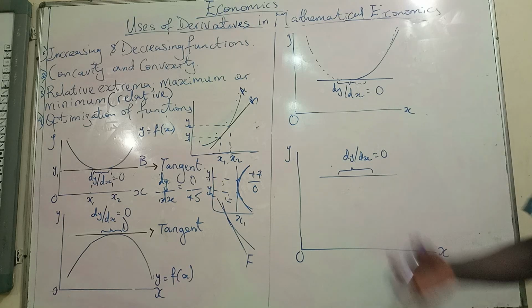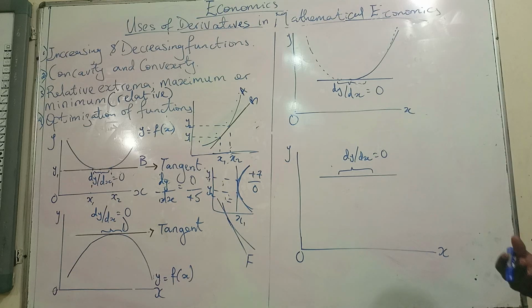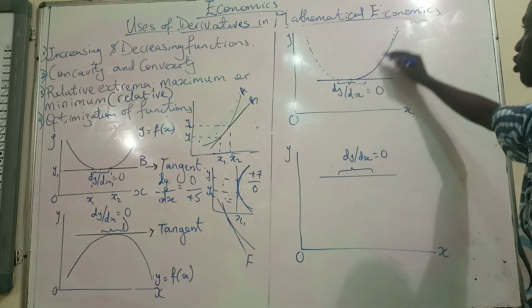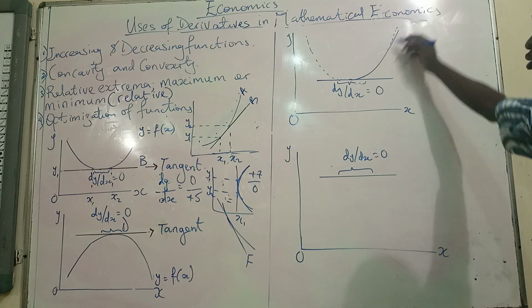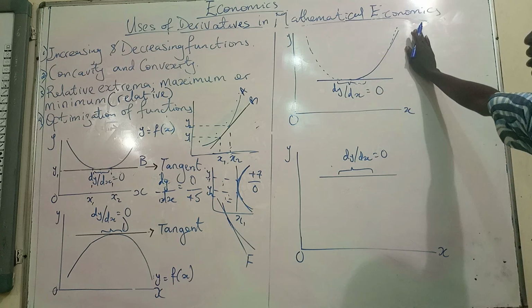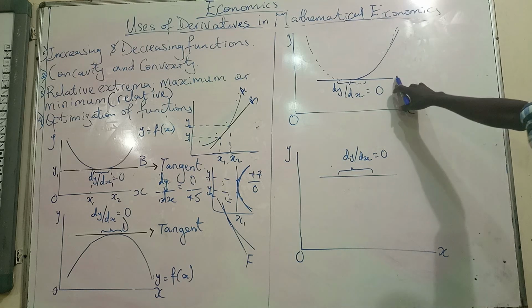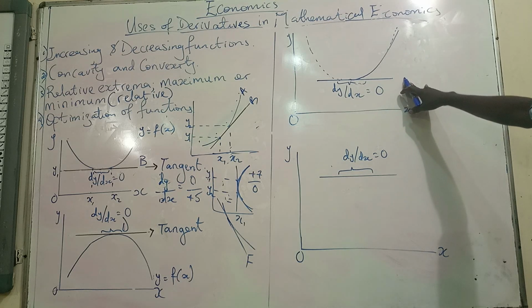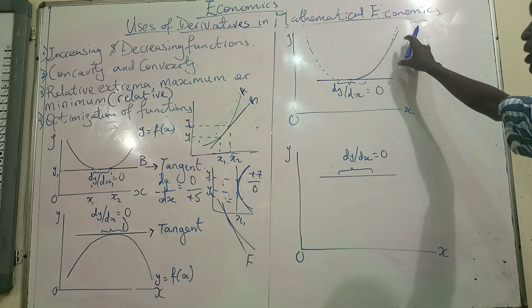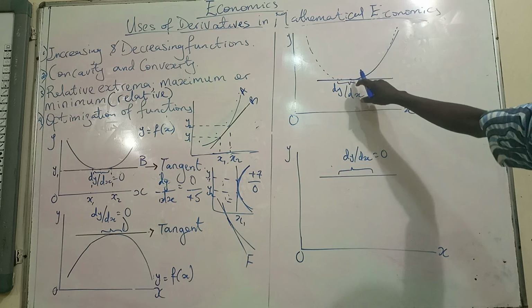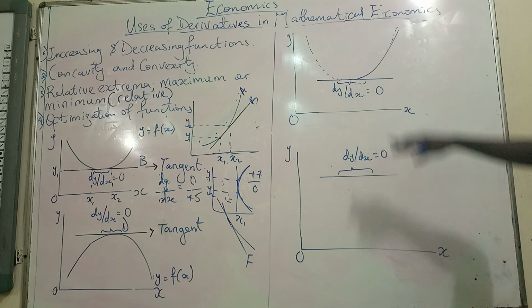So when your second derivative happens to be positive, that means you are already going above the tangent. Alright, you're already going above the tangent. So that is just telling us that the function is exhibiting a minimum point or a relative minimum.